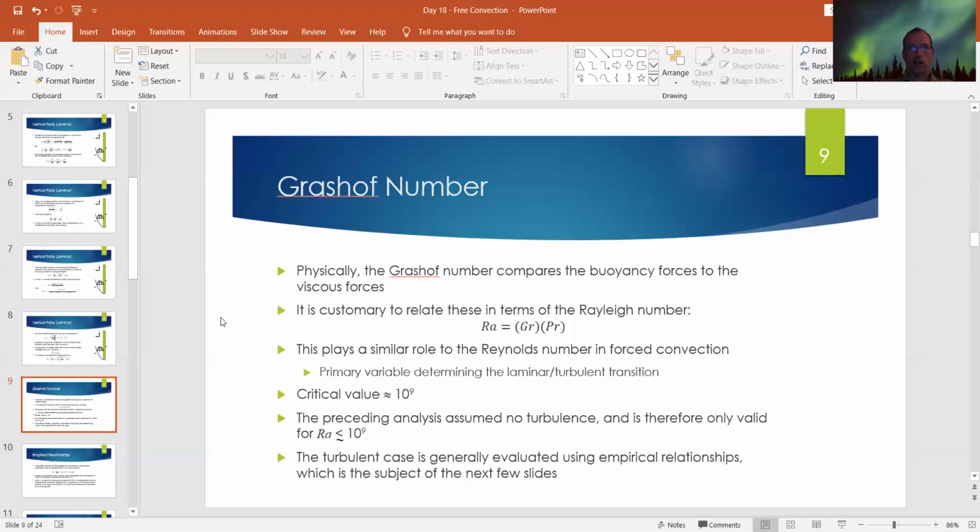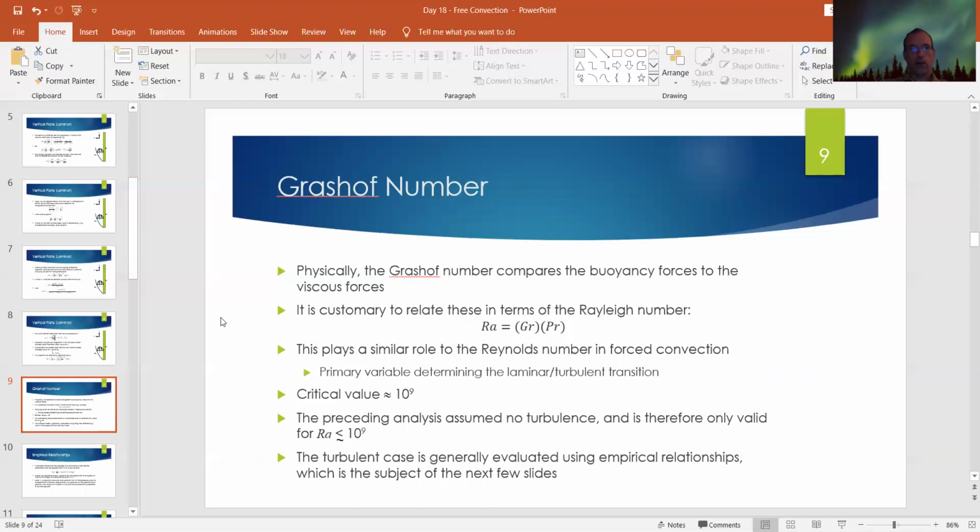Usually, the way this is done is not necessarily with the Grashof number, but with something called the Rayleigh number. The Rayleigh number is just the Grashof number times the Prandtl number. And this Rayleigh number is what's going to determine whether the flow is laminar or turbulent. So it plays the same role as the Reynolds number did for forced convection. The critical value in this case for the Rayleigh number is 10 to the 9th, basically a billion. If the Rayleigh number is less than a billion, we have laminar flow. If it's greater than a billion, we have turbulent flow for this free convection case on a vertical plate. So everything I did before assumed no turbulence, and so assumed I had a Rayleigh number less than 10 to the 9th.